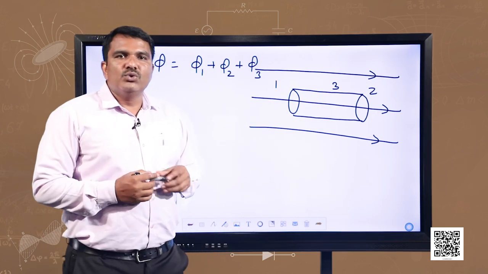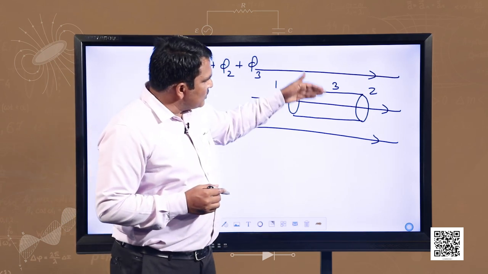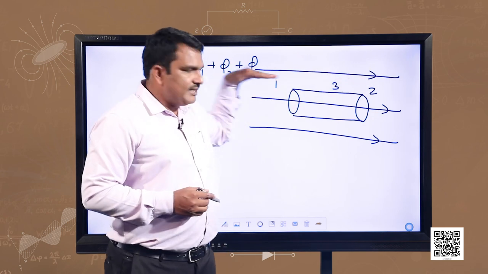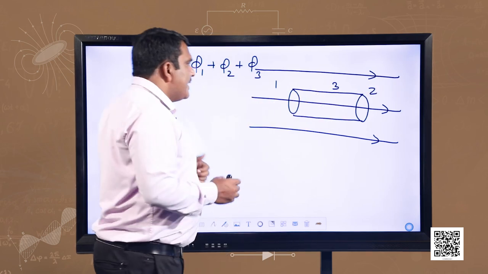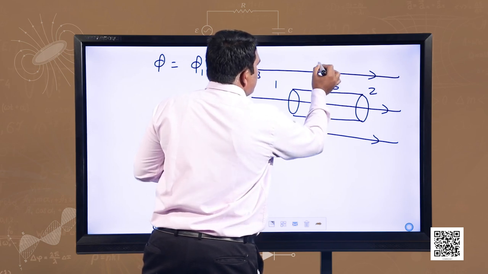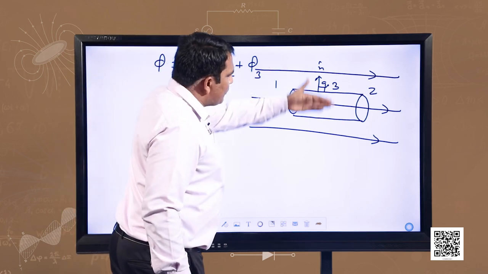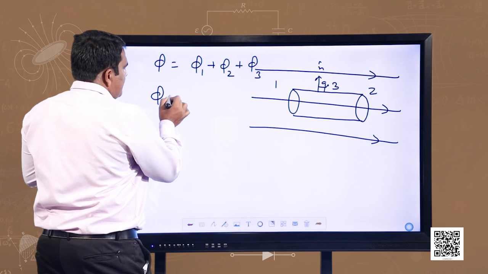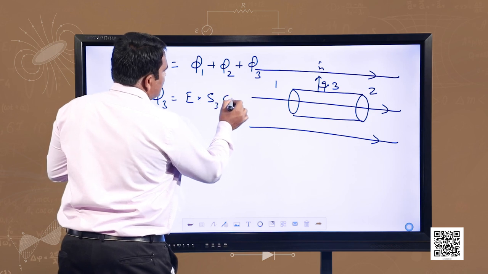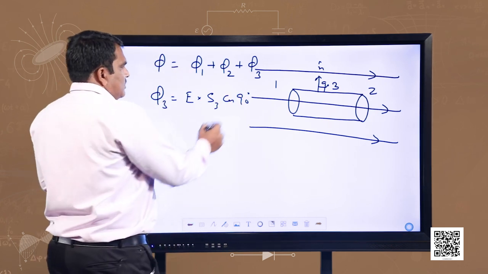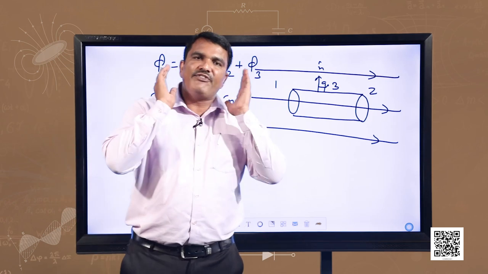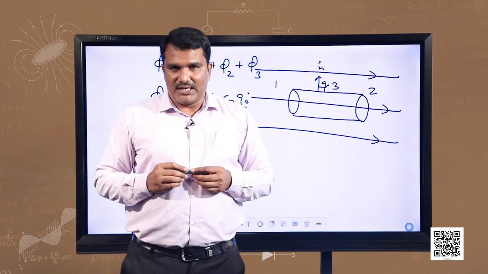Now, from the figure, you can clearly observe that for surface 3, at every point, electric field is tangential to the surface, and the angle between electric field and normal to the surface is 90 degrees. So, flux through the curved portion phi 3 will be E S 3 cos 90. And cos 90 is 0, so the flux through the curved surface is 0. So, surface 3 does not contribute to electric flux.